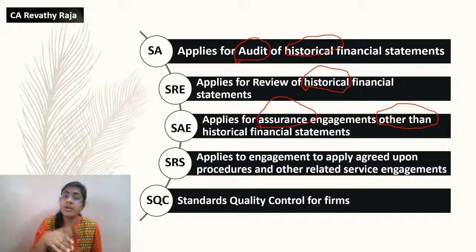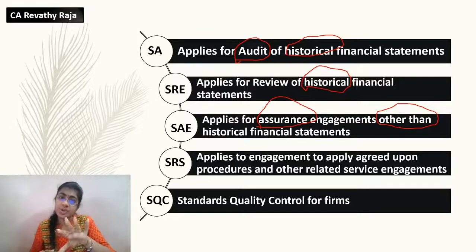Internal control is not review. Here you are not concerned with historical. Such assurance other than on historical financial statements or information you do by applying SAE, which is Standards on Assurance Engagement. So to put it short, SAE, not audit, not review, but you are giving either reasonable or moderate assurance, but on what? Other than historical financial information. That is the third one.